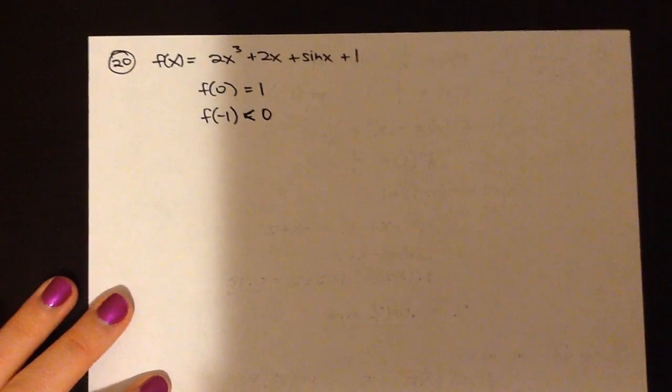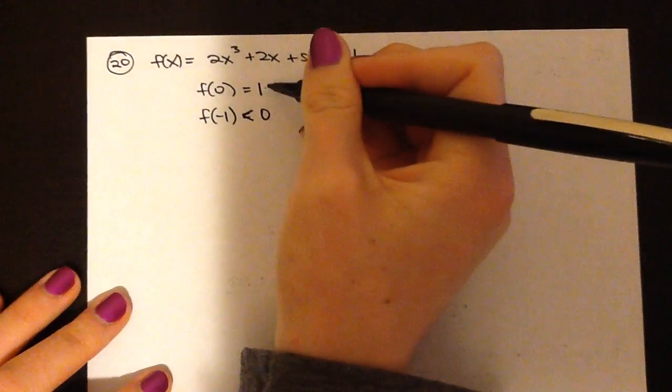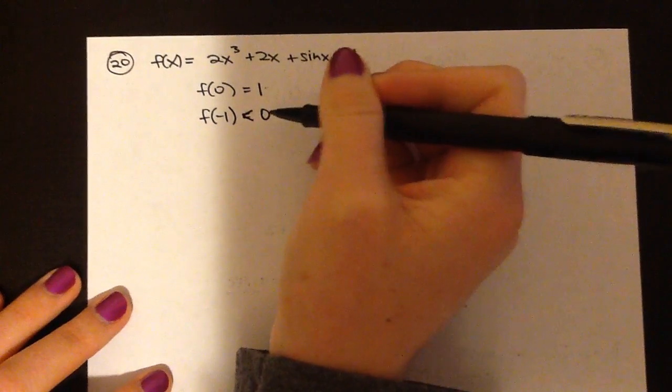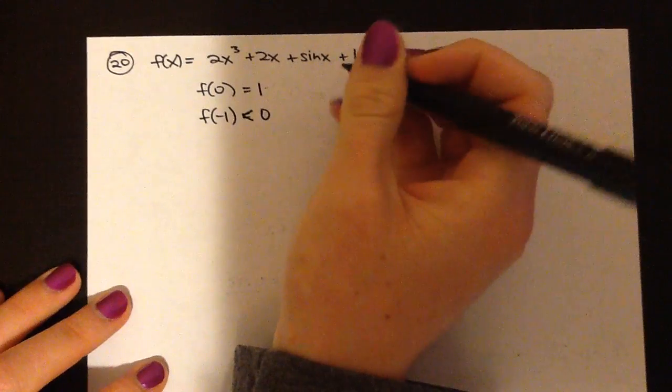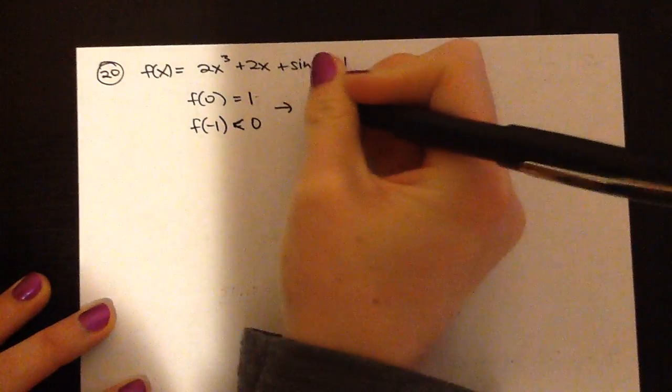Okay, so we start off with that. We've got one positive value, one negative value. So according to the intermediate value theorem, we know that f of x has at least one root somewhere on that interval.